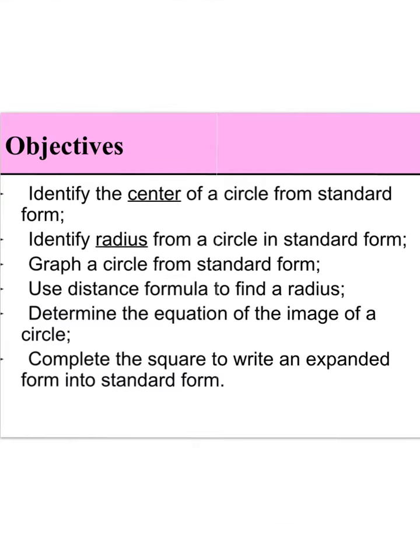Okay, so here are the objectives, pretty similar to what I've already stated. Identify the center of a circle from standard form, which you can do at this point in time. Identify the radius from a circle in standard form. Graph a circle from standard form. Use the distance formula to find a radius, which you're pretty comfortable with at this point in time also. Determine the equation of the image of a circle. So we've been dealing with transformations all along, so that's right up our alley. And complete the square. Those are the three extra things that we are going to address today.